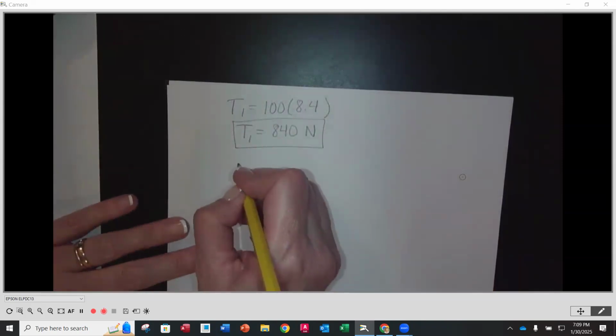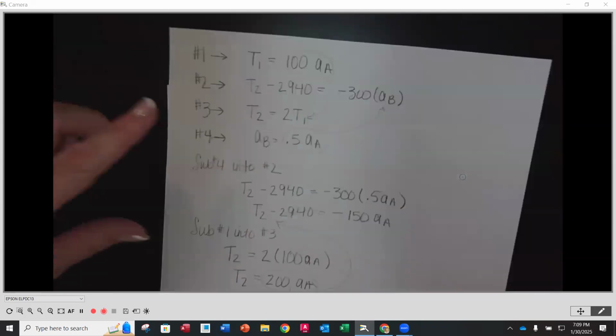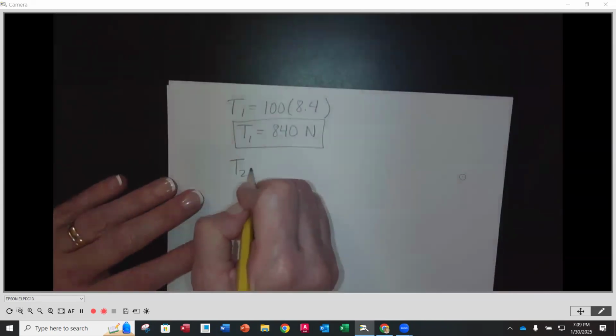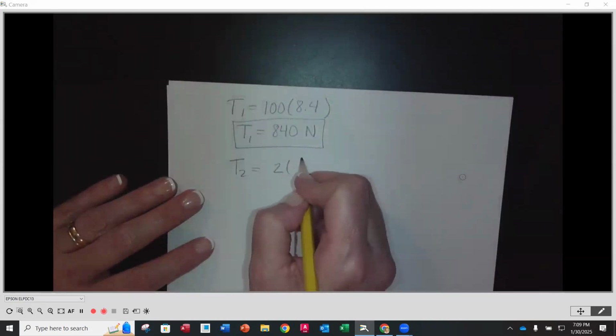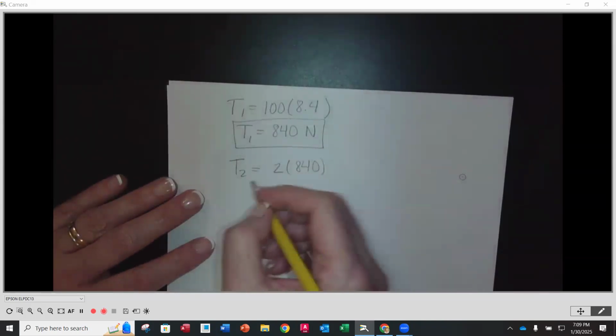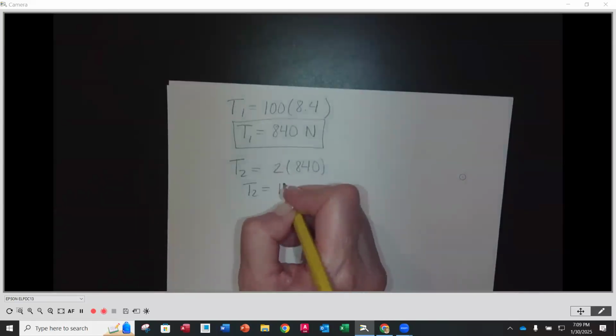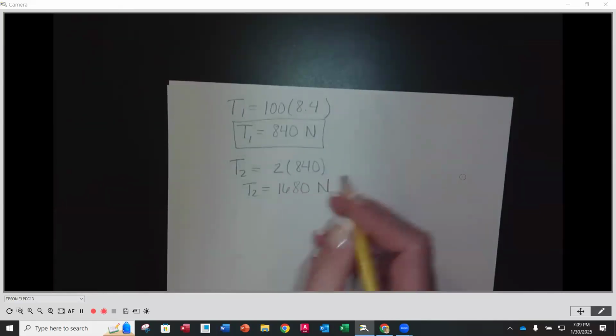And then T2 is going to be equal to 2 times T1. We just solved for T1. So T2 is equal to 2 times T1, or 840. So T2 is going to be 1680 newtons.